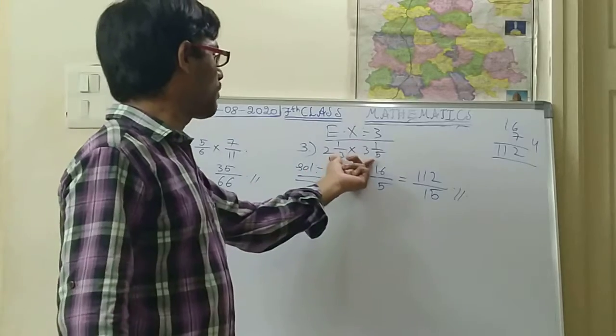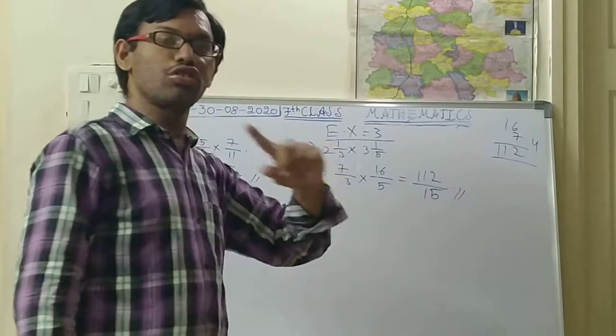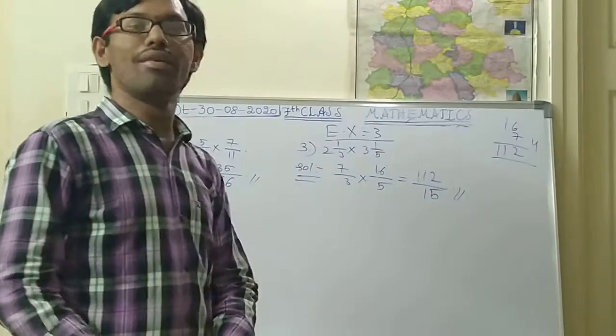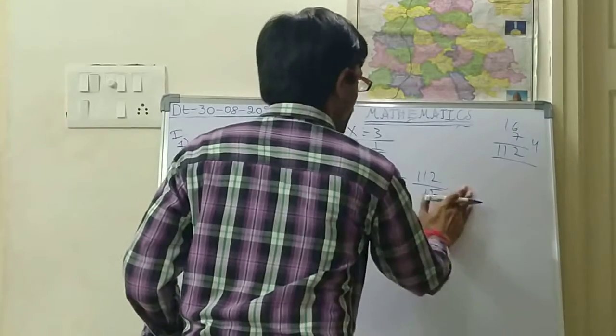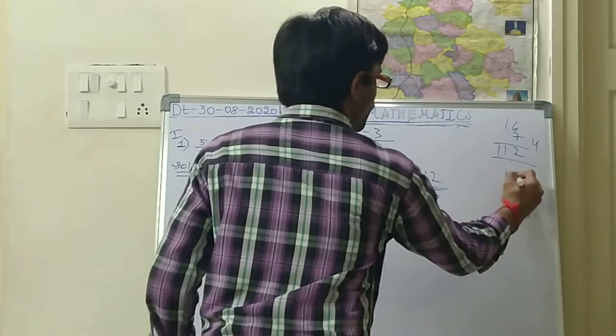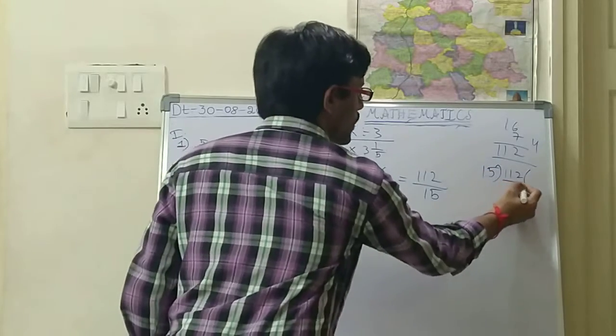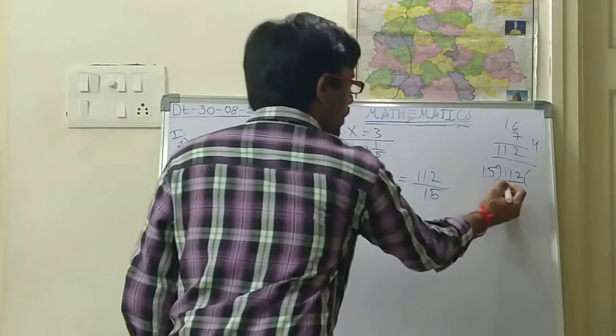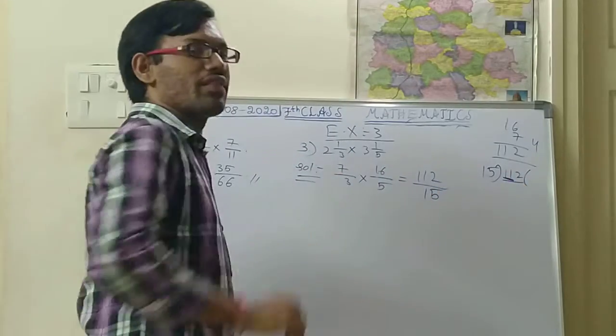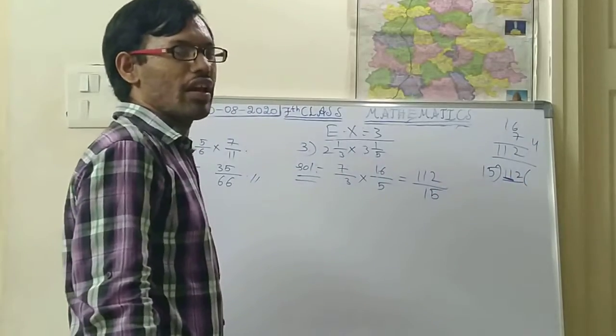So the question is in mixed fraction, so the answer also you should make in the mixed fraction. Okay, it is better, very better. So 112 divided by 15. Directly you should take three numbers, because if you take two numbers, 11 is less than 15. It won't go in the 15 table.